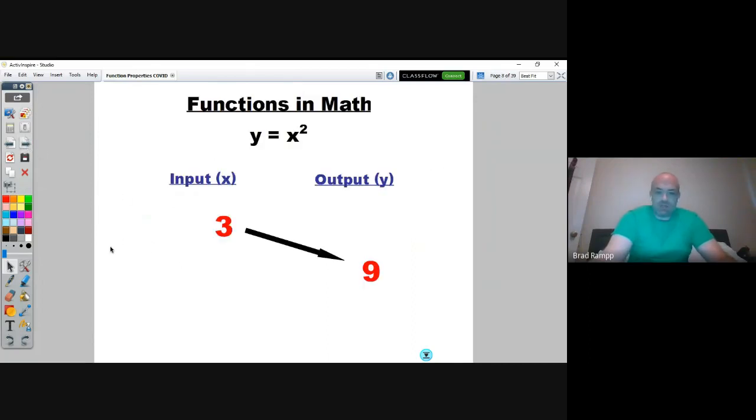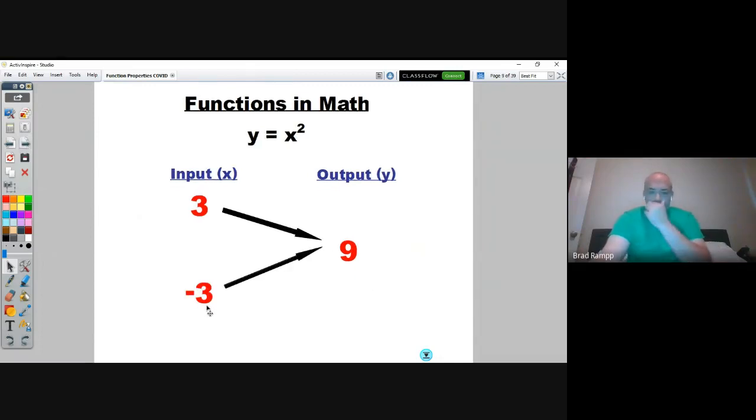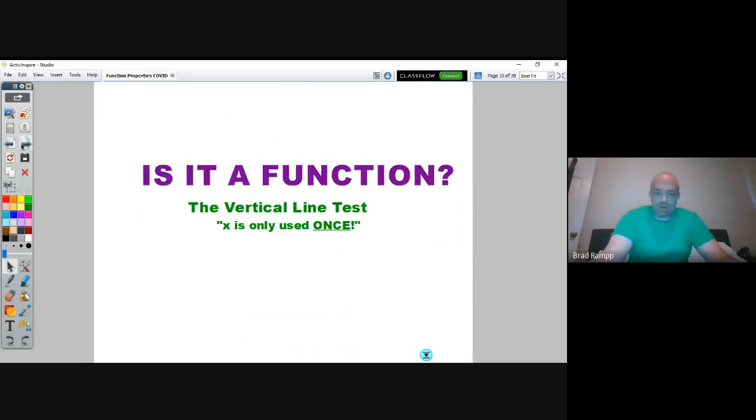All right, so imagine this in math. Imagine you have the function y equals x squared, and your input for x is 3. Well, 3 squared is 9, so the output is 9. Can you think of any other number that you could input for x that would give the same output y? Negative 3. If I square negative 3, I also get the same output as 9. So see, you can have multiple inputs give you the same output, but each input will never give more than one output.